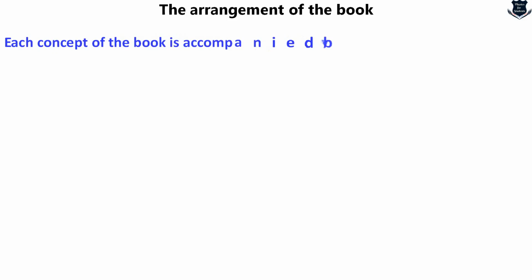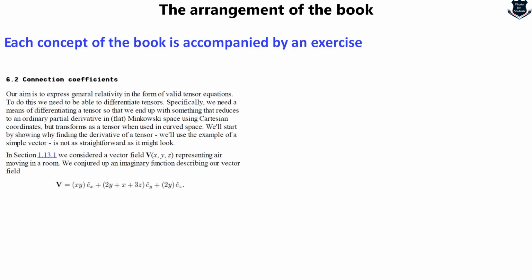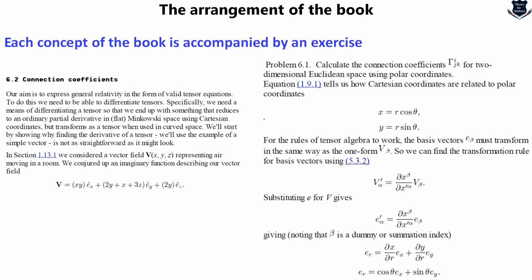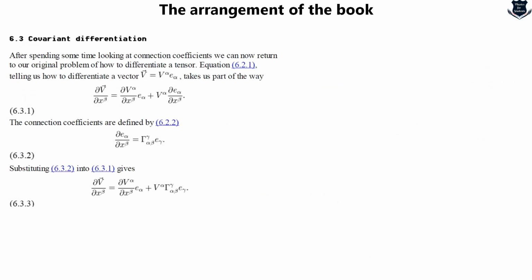So I would say another important part of this book is that each concept is accompanied by an exercise. For example, if you're learning connection coefficients, you will get a problem like this: calculate the connection coefficients, the Christoffel symbols, etc. So that is a good part. If for each concept that you learn you immediately do an exercise, the foundation becomes much clearer. Second, for example, covariant differentiation.